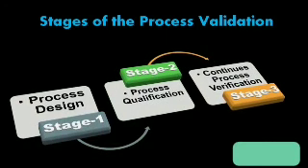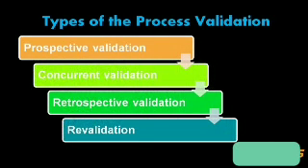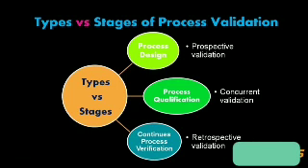There are three stages of process validation. Stage 1 is process design, stage 2 is process qualification, and stage 3 is continuous process verification. And there are a total of 4 types of validation, that are prospective validation, concurrent validation, retrospective validation, and revalidation. Here, what I will do is correlate the types of process validation with these 3 stages of validation.